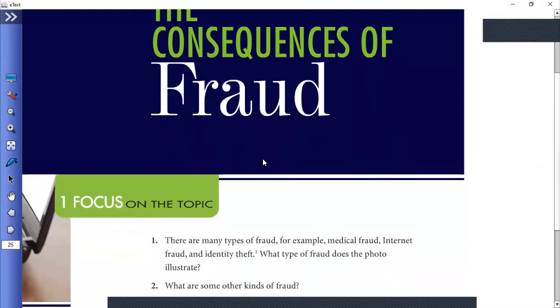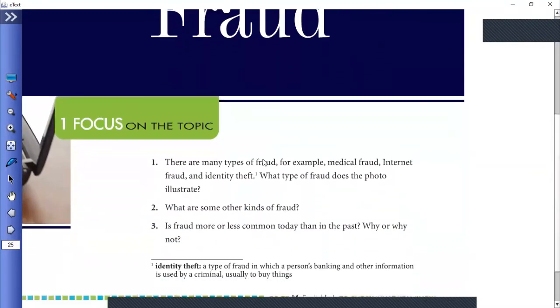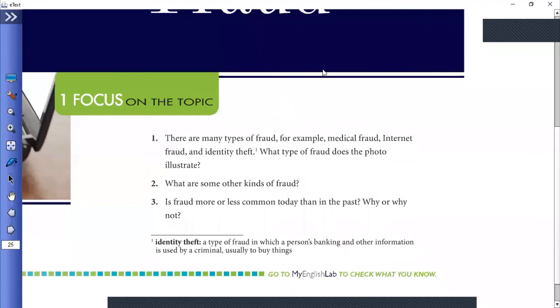Last week when we had the talk in listening, we also talked a bit about this already, and in the week before when we had the overview of the unit. There are many types of fraud, and what kinds are there, and is fraud now more common these days or less common compared to the past?